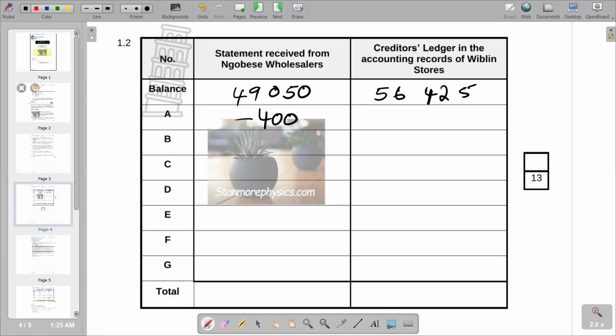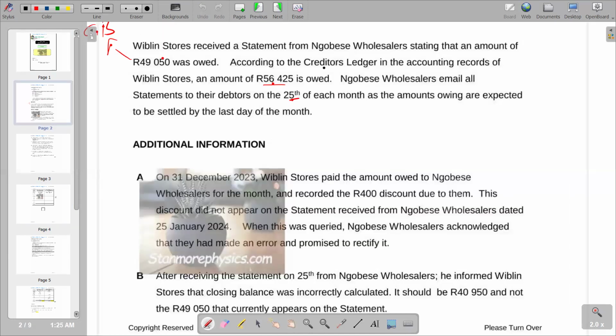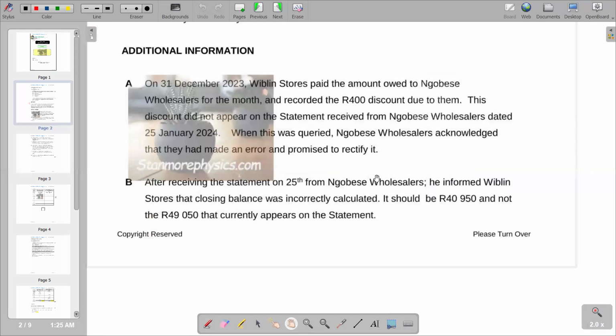Go to the next transaction, which is now on B, which is saying after receiving a statement on 25th from Global Wholesalers, he informed Weebly Stores that the closing balance was incorrectly calculated. It should be 40,950 and not 49,050. So we can see the error, we try to identify where the error is. Is it in the statement column or the creditors ledger column?